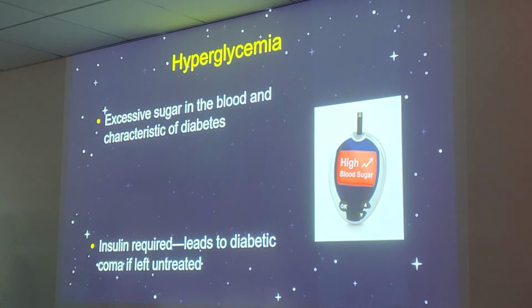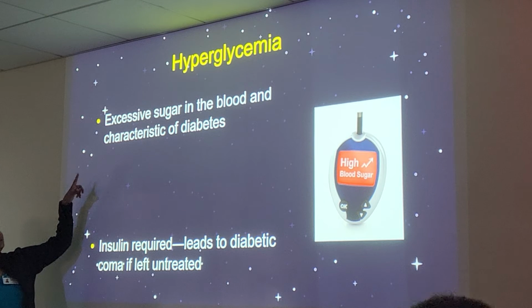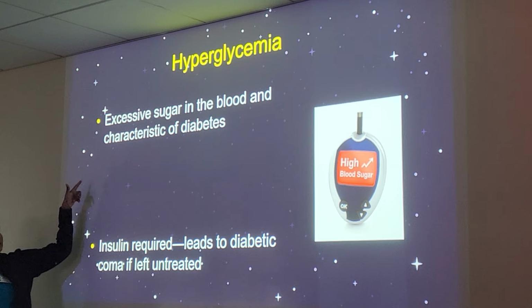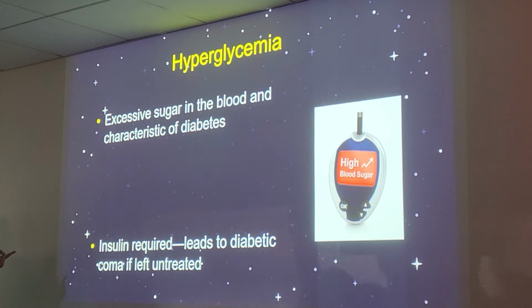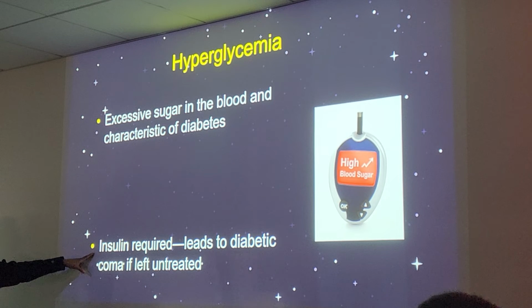Hyperglycemia, that is when there's excessive sugar in the blood, and it's a characteristic of diabetes. So these patients, they require insulin, and if left untreated, it may lead to diabetic coma. So hyperglycemia develops gradually over a period of hours or days. So as a tech, you may not be able to notice it. But just know that that's the definition for it. And for these patients, you need to give them insulin or it may lead to diabetic coma.